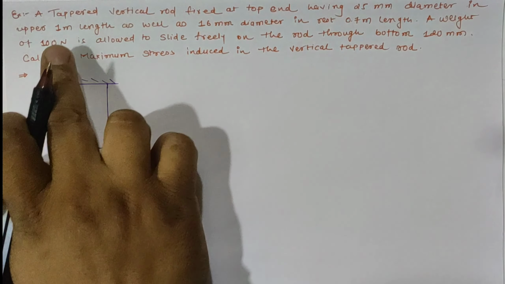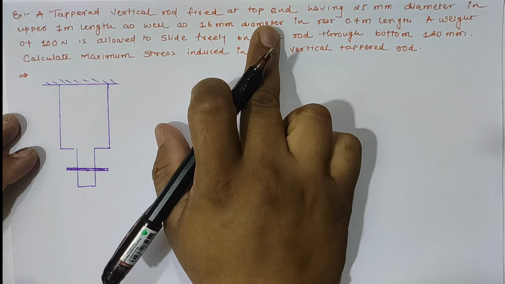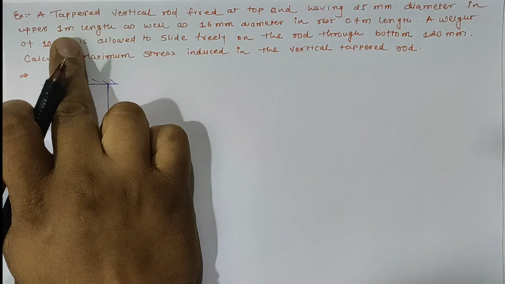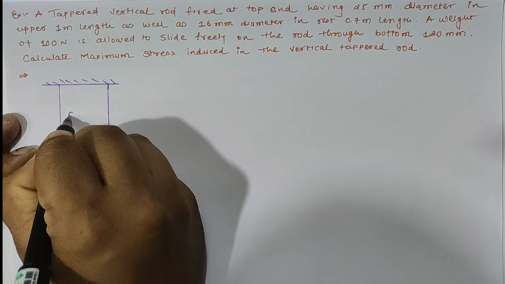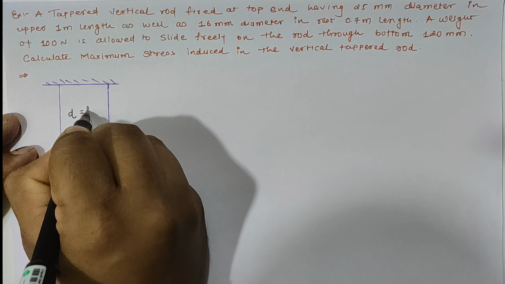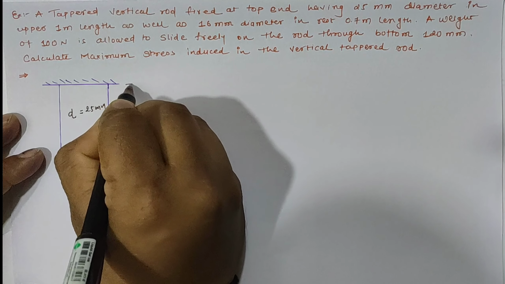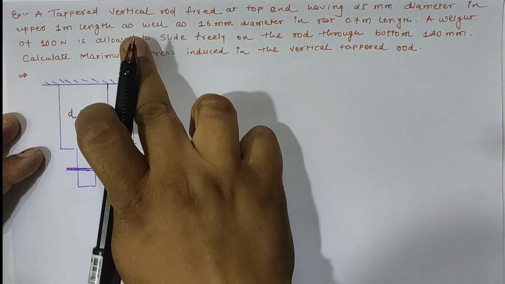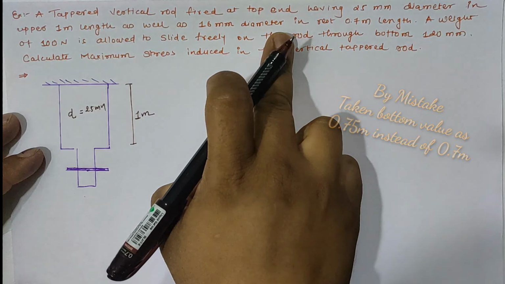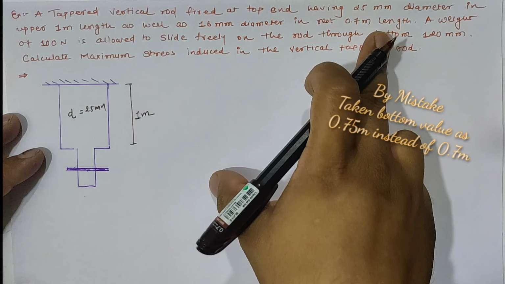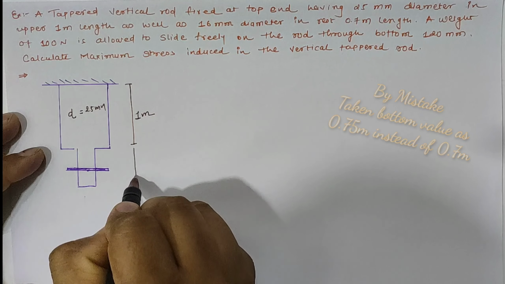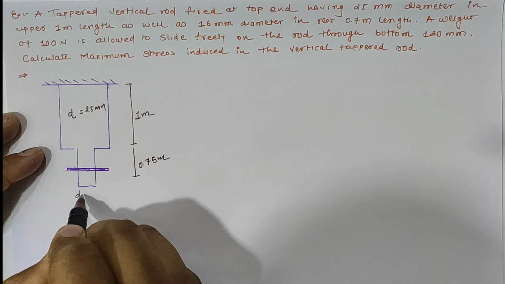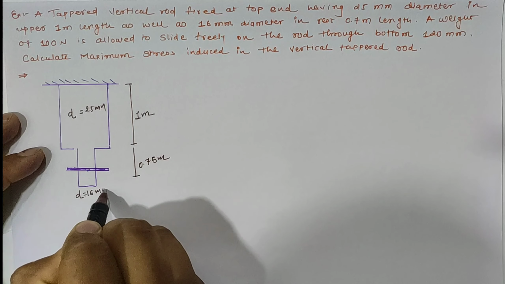We have a tapered rod fixed at the top end, having 25 mm diameter in the upper 1 meter length. It means the diameter is 25 mm up to a height of 1 meter, as well as 16 mm diameter in the remaining 0.75 meter length. It means the bottom length is 0.75 meter with a diameter of 16 mm.